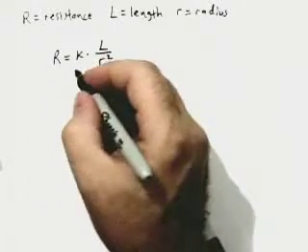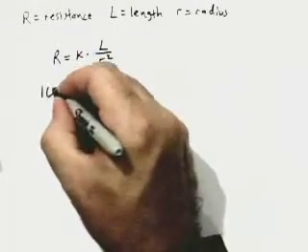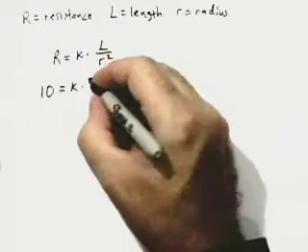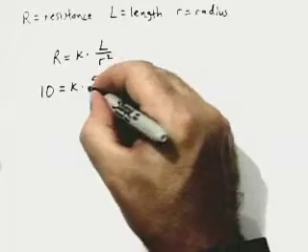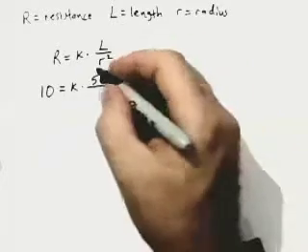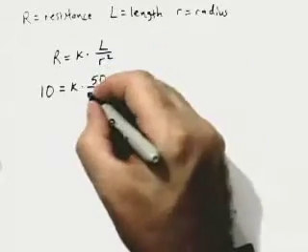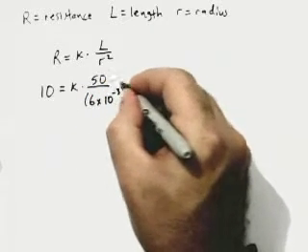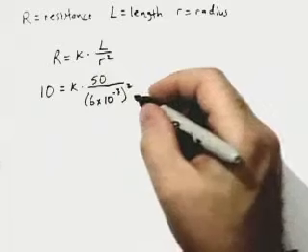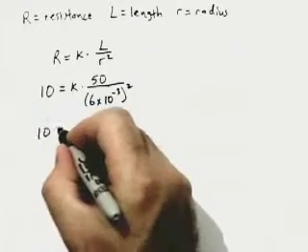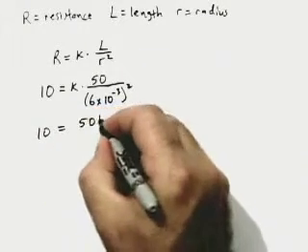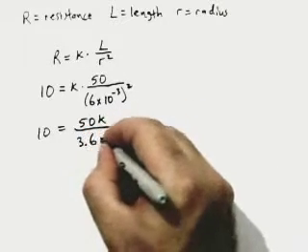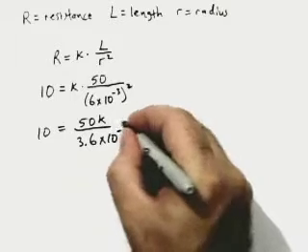The initial values that we received were that the resistance was 10 ohms, so 10 equals K times the original length, which is 50 feet, so capital L is 50, and the radius was 6 times 10 to the negative third, and that's squared. This will give us 10 is equal to 50K divided by 3.6 times 10 to the negative fifth power.